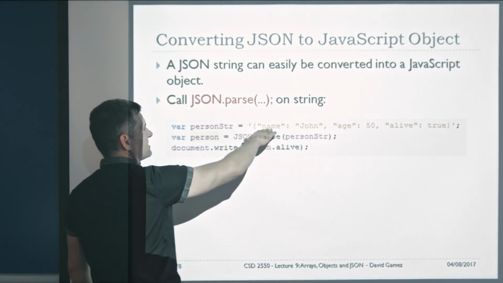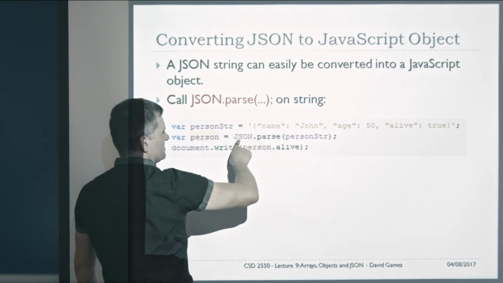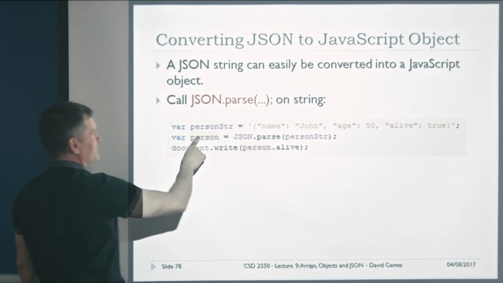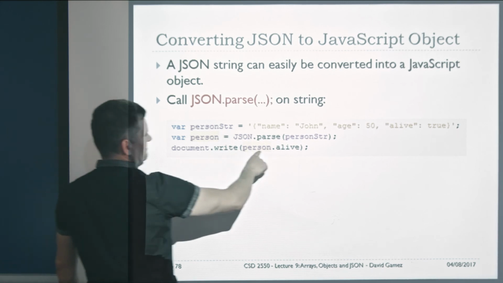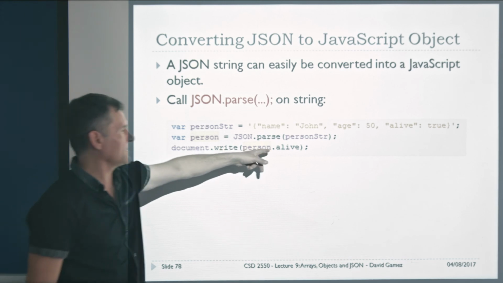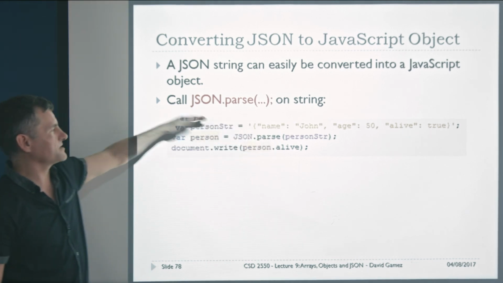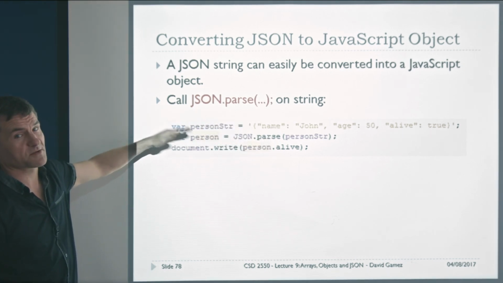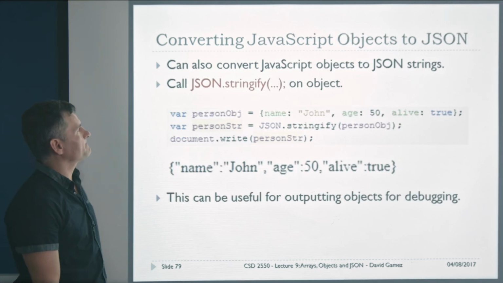But if we want to convert that into an object, we do JSON.parse of person string, and that'll give us person, and then we can output person.alive, for example. We can then access its properties. If we do person_string.alive, it's going to create an error because this is just a string. We need to convert it into a JavaScript object before we can use it as a JavaScript object.